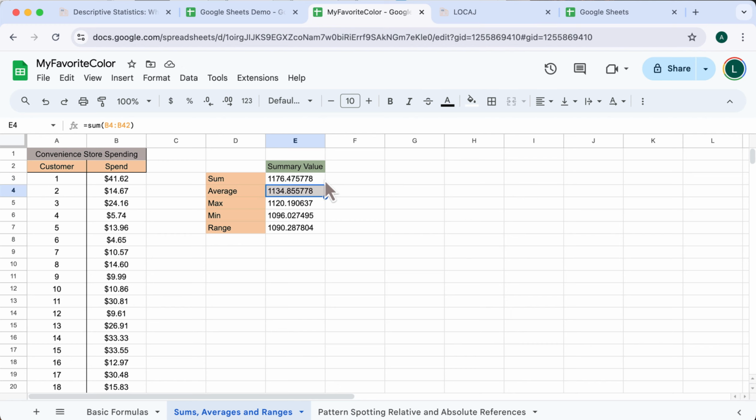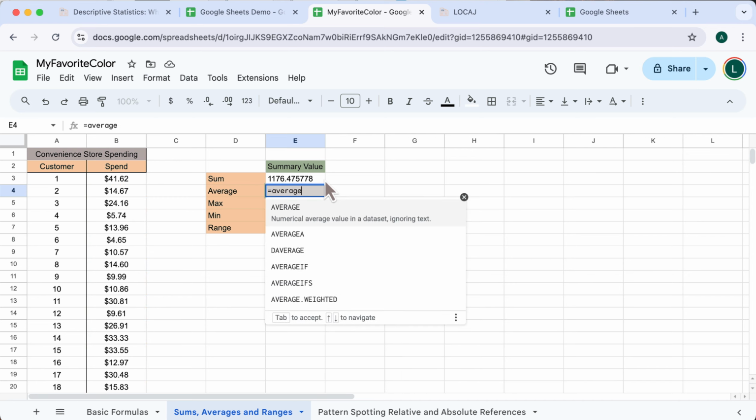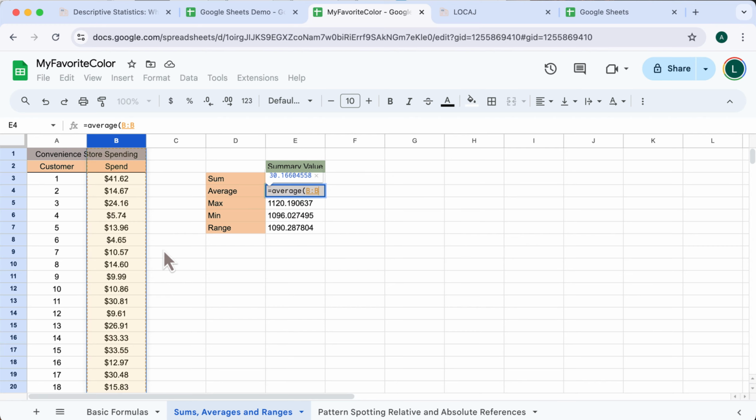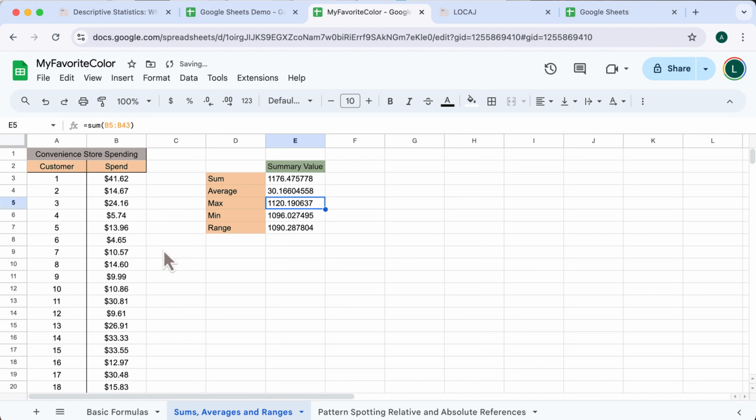Another question I might have is, how much was the average spend? How much did my customers spend on average? What I'm going to do is equals average. And this time I'm going to speed up the process because I have all of my dollar spending data in this column B. I am just going to highlight the B up at the top. And when I do that, it gives me the average spend.